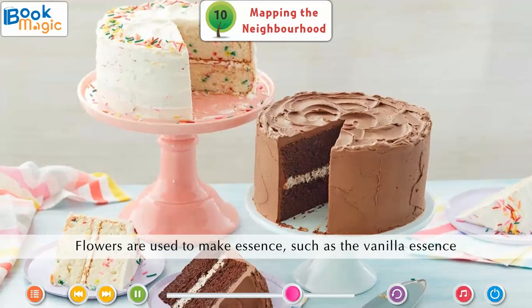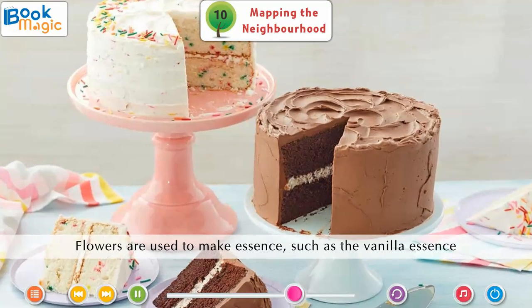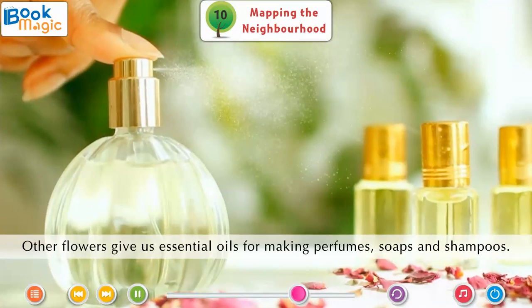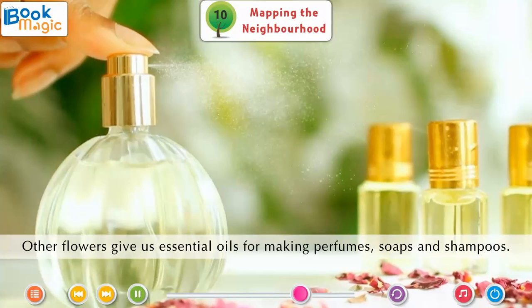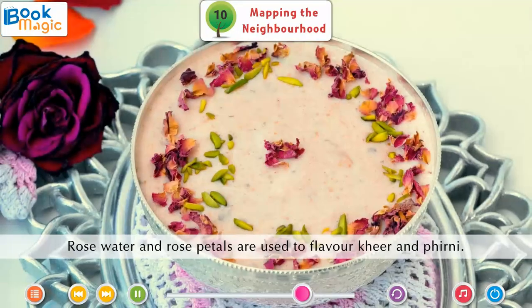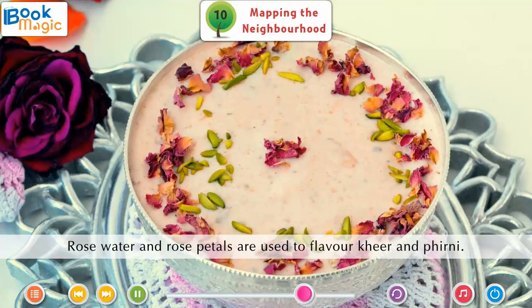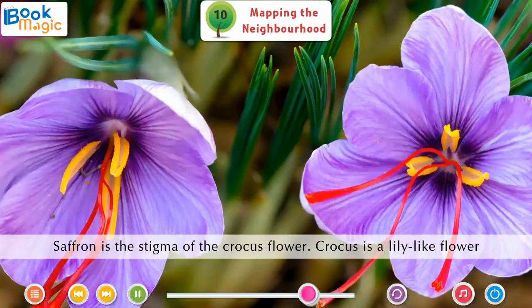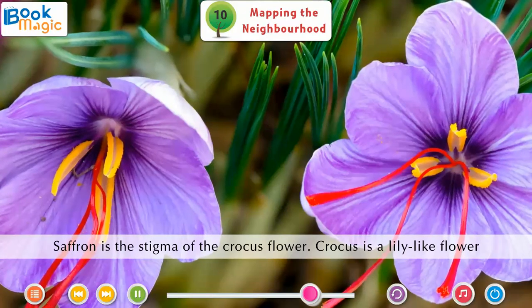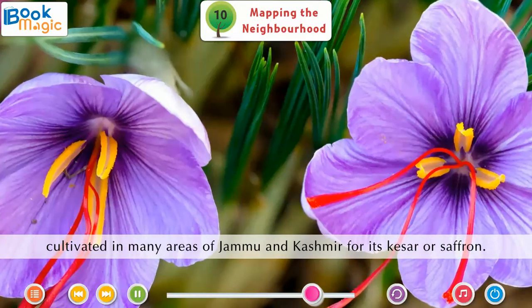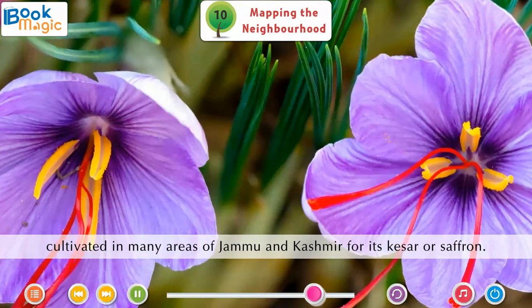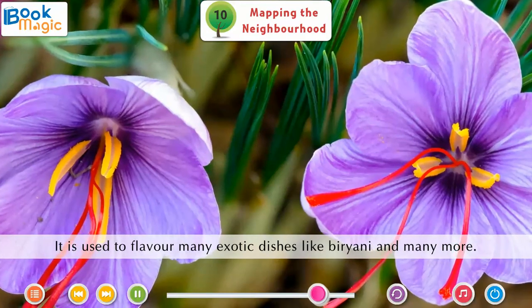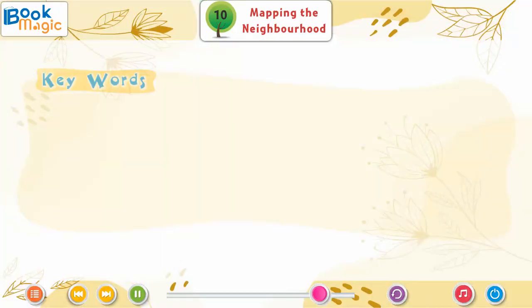Flowers are used to make essence, such as the vanilla essence used in cakes and desserts. Other flowers give us essential oils for making perfumes, soaps, and shampoos. Rose water and rose petals are used to flavor kheer and firni. Saffron is the stigma of the crocus flower. Crocus is a lily-like flower cultivated in many areas of Jammu and Kashmir for its kesar or saffron. It is used to flavor many exotic dishes like biryani and many more.